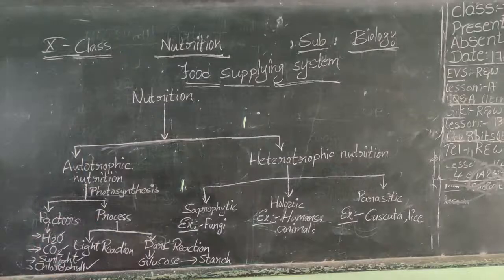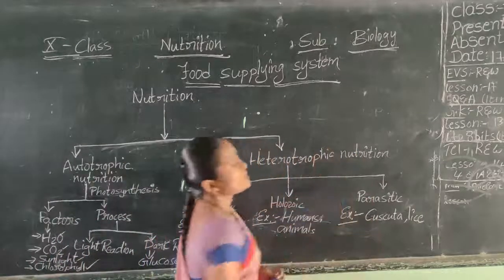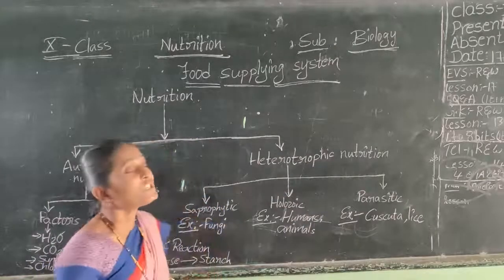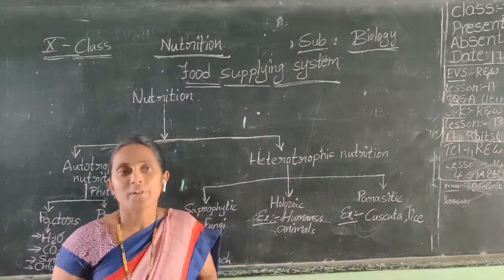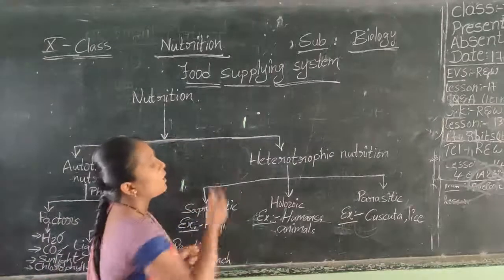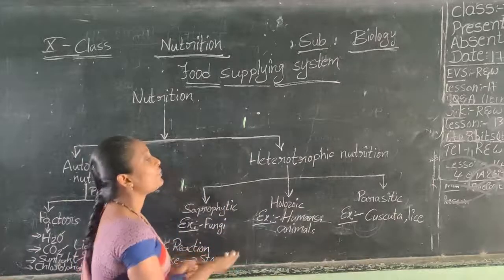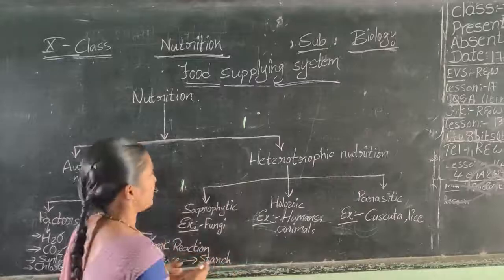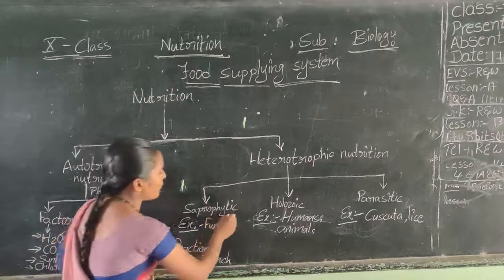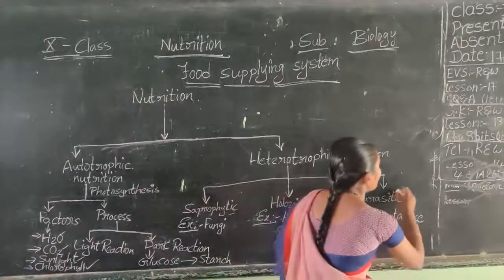And the next one is one more type, that is heterotrophic nutrition. Heterotrophic nutrition in the sense those organisms which are unable to prepare their own food, they depend on other organisms. Those types of organisms are called heterotrophs, and that type of nutrition we call heterotrophic nutrition. Here 3 different types of nutrition are there. What are those? Saprophytic nutrition, holozoic nutrition, and then parasitic nutrition.